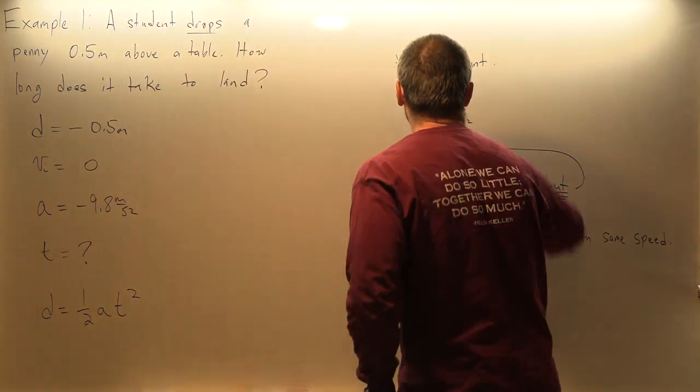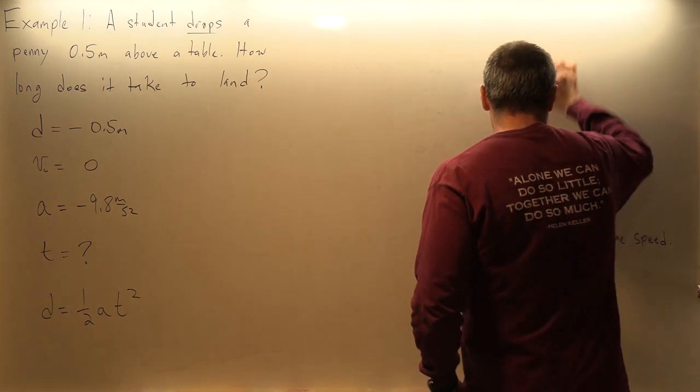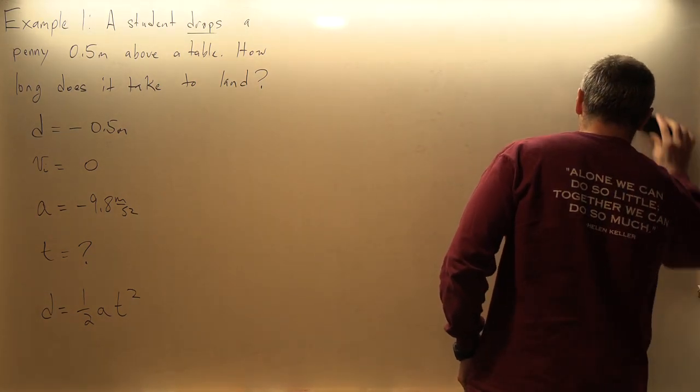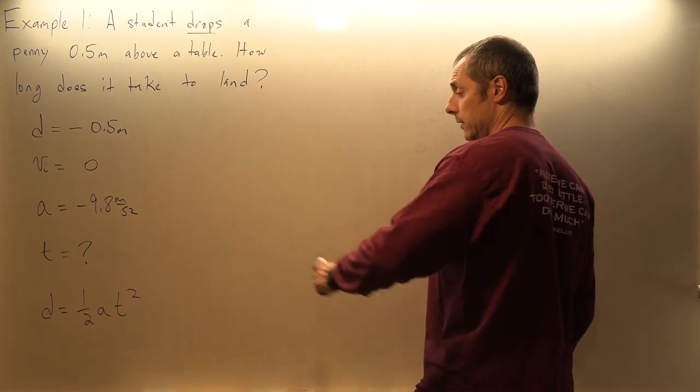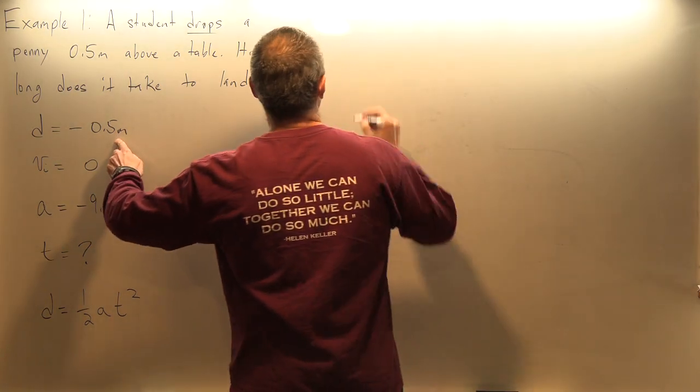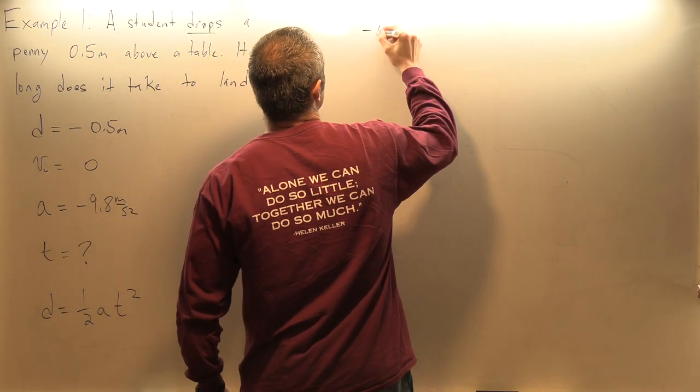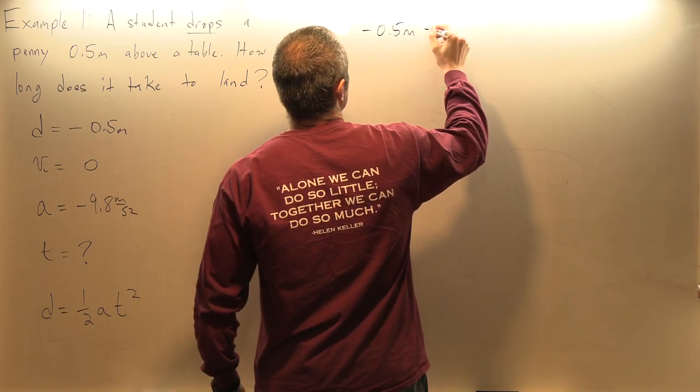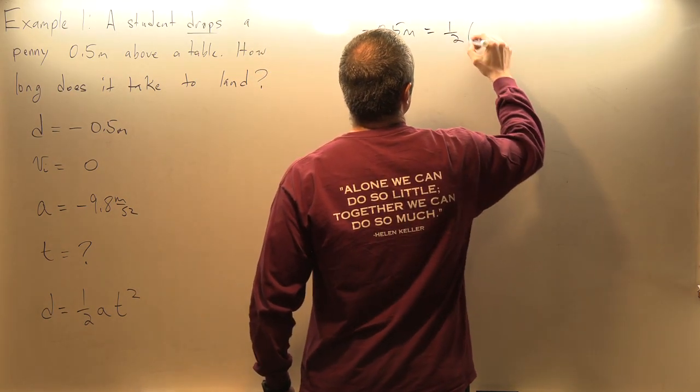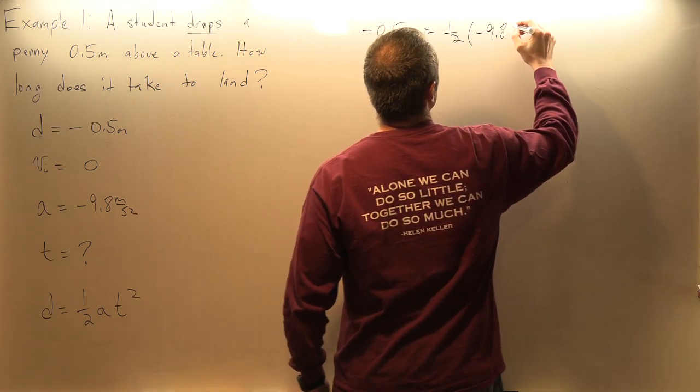So now I have to plug in the numbers that I pulled out of the problem and from what I understand about free fall. Negative 0.5 meters equals 1/2 times negative 9.8 t squared.